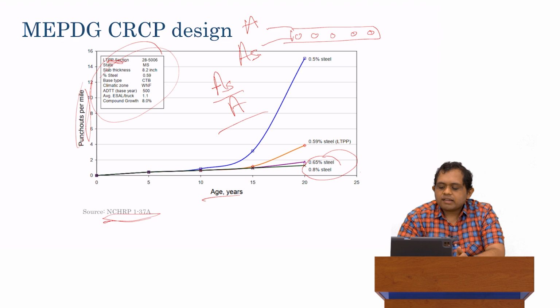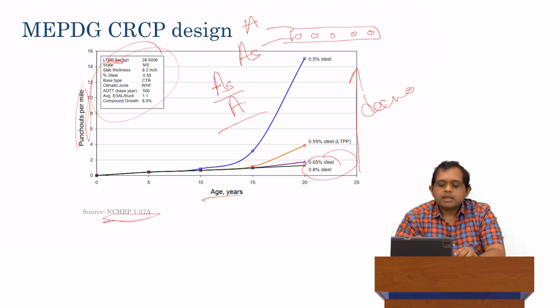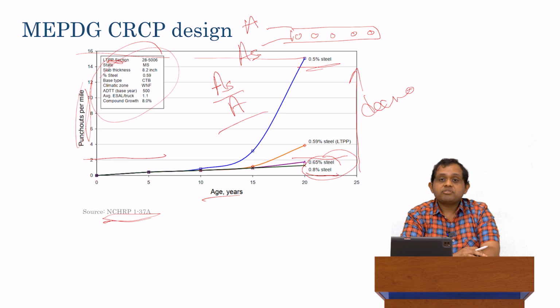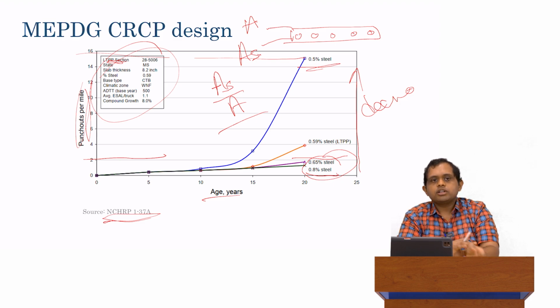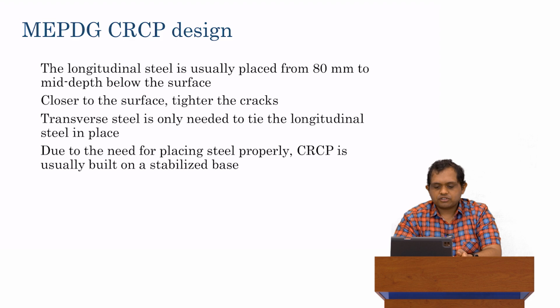Okay, so what we see here is, as the percentage of steel decreases, the number of punch-outs per mile, which is our main distress mechanism, is growing significantly. It's actually growing exponentially. When we have about 0.8% or even 0.65%, we had around 2 punch-outs per mile. When we had half a percent of steel, it dramatically rose to around 15 punch-outs per mile, a factor of 7. So the percentage of steel is very important. We have to know how much steel to place. It's an engineering choice that determines how much steel we place across the cross section.